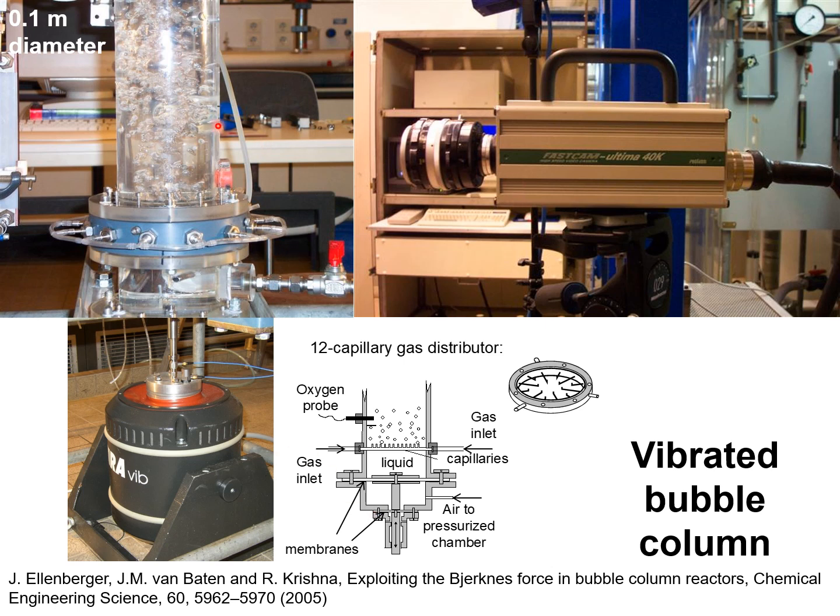We take high-speed photographs of the bubble hydrodynamics with this high-speed camera, Fastcam Ultima 40K, and this can be zoomed in at various positions along the height of the column.